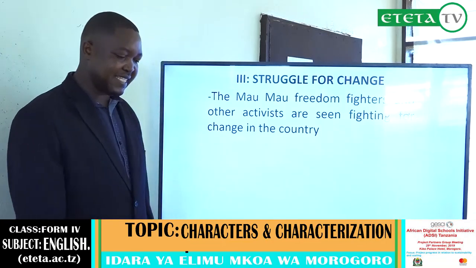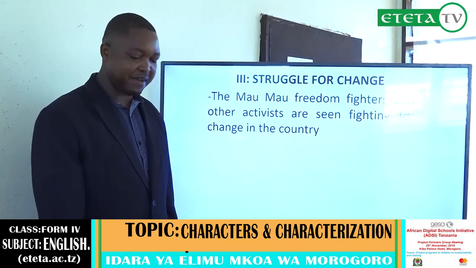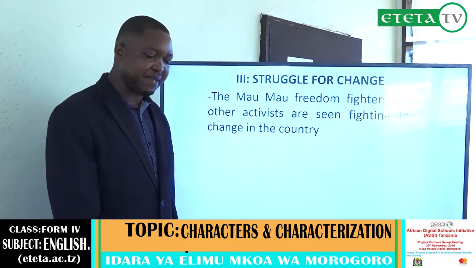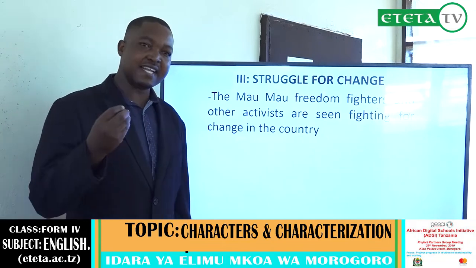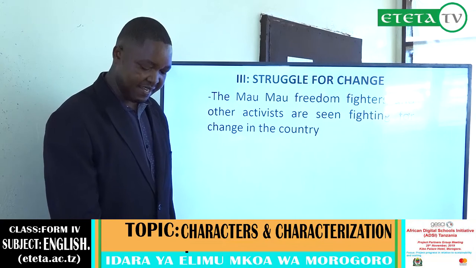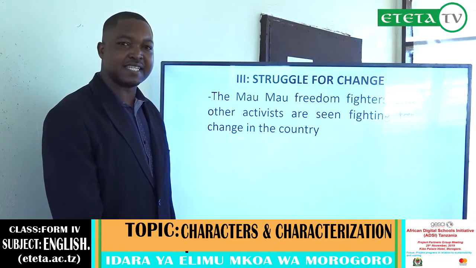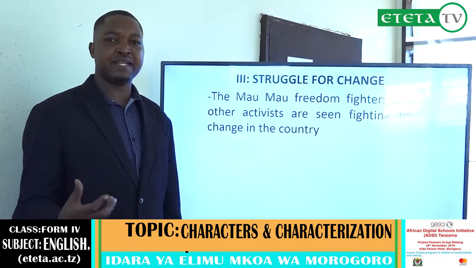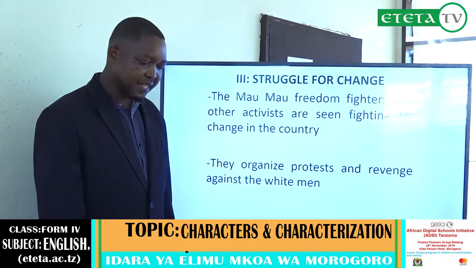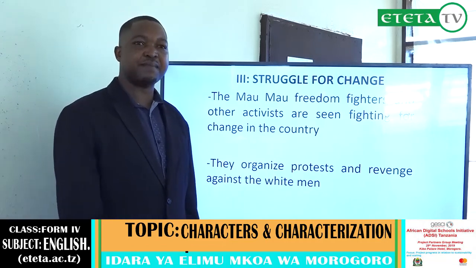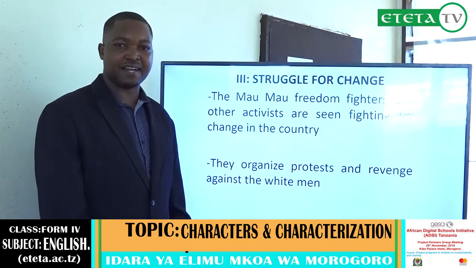You see? So that can be related with the struggle for change. So the Mau Mau freedom fighters and other activists are seen fighting for change in the country. Some of them are dying, some of them are facing difficulties, some of them are being tortured. But all in all, what they need is change in their society. They need change in Kenya. They wanted change. They wanted to be left alone. They didn't want the white settlers to keep on owning the land while they were meant to be landless. And therefore, the only way was to fight against the colonial government. So they organized protests and revenge against the white people. So Africans were killed, and the white people were killed as well.